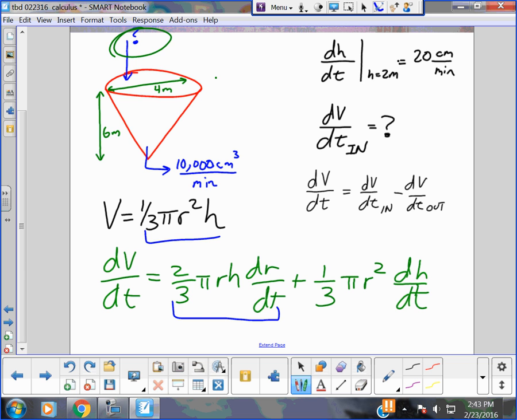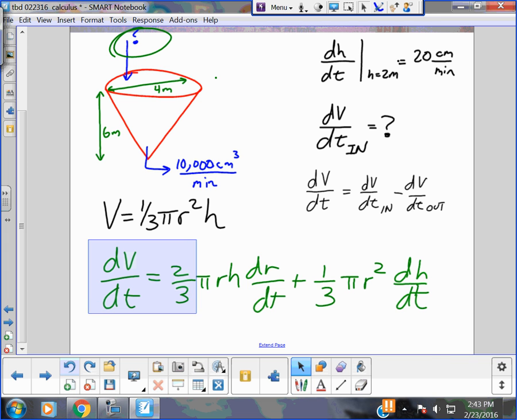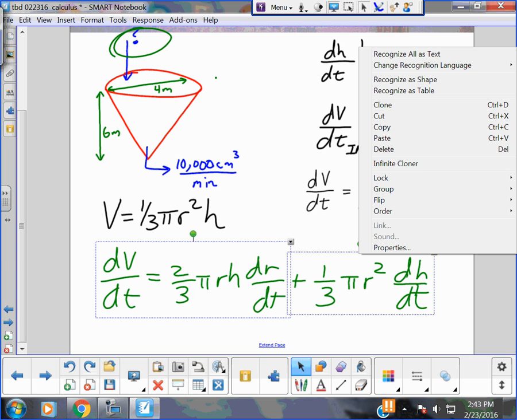This is the derivative of this with respect to r. That's why it's dr/dt. This is the derivative with respect to h of this, which is why it's dh/dt. But the problem with that big green equation is I only know dh/dt. I don't know dV/dt, and I don't know dr/dt. Those two are unknown. So this green equation is useless usually for us, all right?